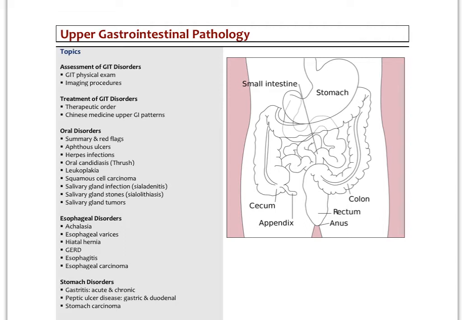All right, so this series of videos will explore gastrointestinal pathology. We're going to start with the upper system, and that includes the mouth, the esophagus, and the stomach. And then we'll go into the lower, the small intestine and large intestine, in subsequent videos.